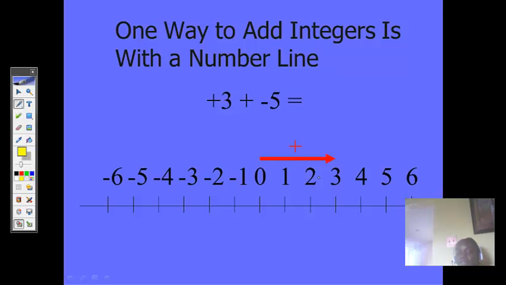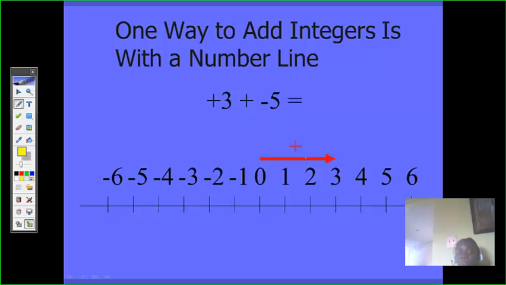This is what this is telling me. Move 3 units to the right. 1, 2, 3. Now, I end up at 3. I need to move 5 units to the left. So I need to go 1, 2, 3, 4, 5. Once again, this is telling me how many units to move. I cannot just move from here all the way to negative 5. No. This is telling me to move 5 units to the left from where I am.